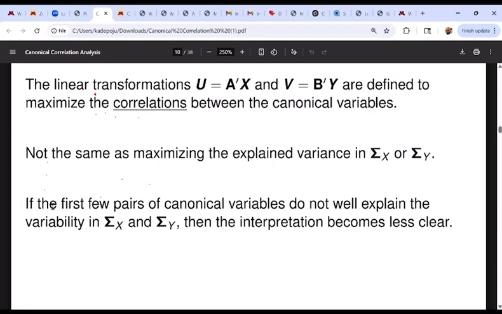So here, if the first few pairs of canonical variables do not explain the variability in X and Y well, then the interpretation becomes less clear. So, in terms of explanation now, we are referring to the canonical variables.